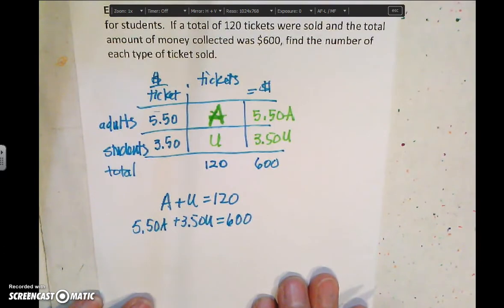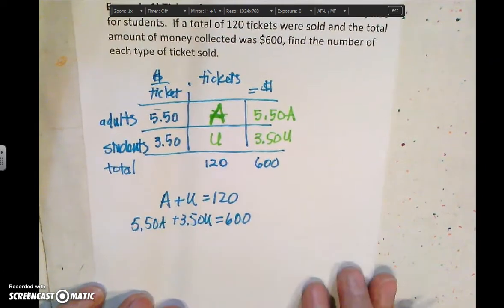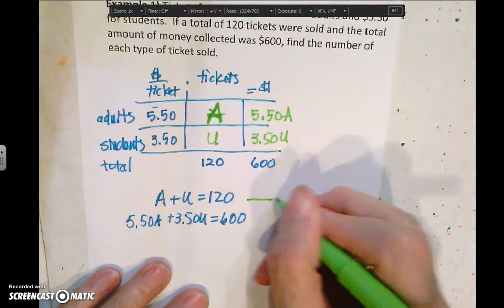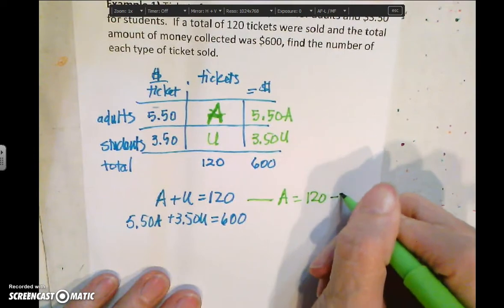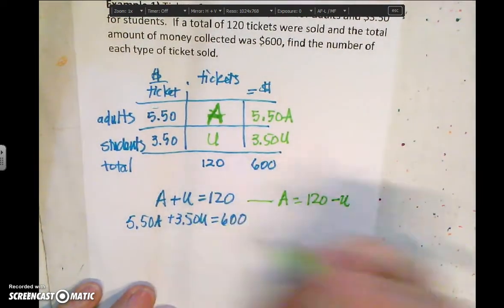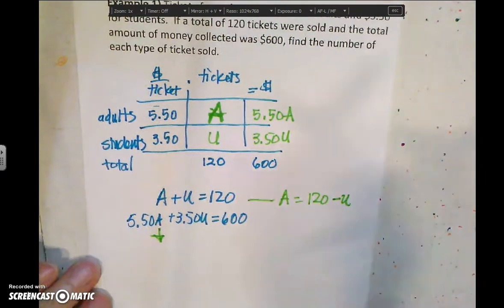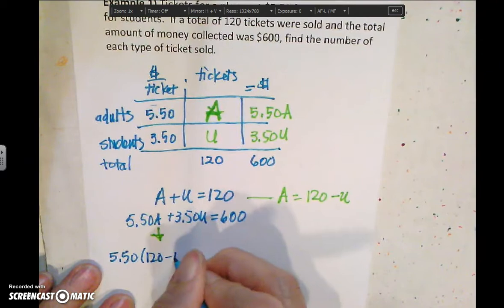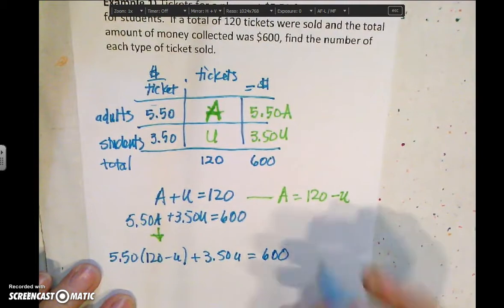Now, it's a system, so we have our choice. You can do either addition elimination or substitution. And a lot of times when you see the decimals, you might want to go ahead and use substitution. Either way is equally easy. So I'm going to solve this equation for A. So A is going to be equal to 120 minus U. And then I'm going to substitute for my A right there and replace it. So I'm going to have then 5.50 times (120 minus U) plus 3.50 U is equal to 600.